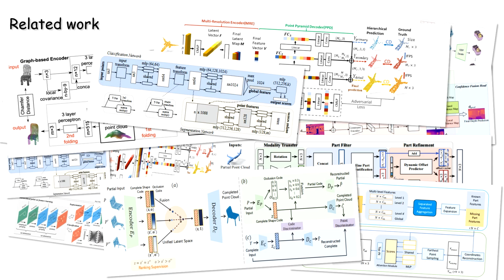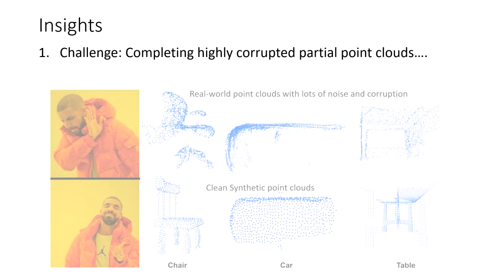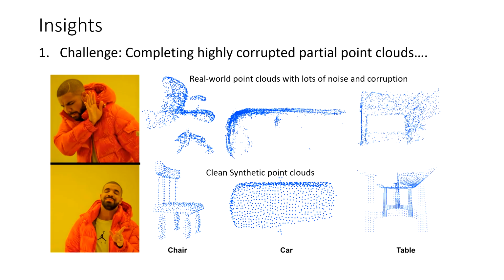After reading a lot of papers to find the middle ground, we came up with the following insights. The first insight is that most of the works on completion so far are done on clean partial point clouds. But real world point clouds are highly corrupted partial point clouds. So why are most of the completion works done on clean partials and not on highly corrupted ones?